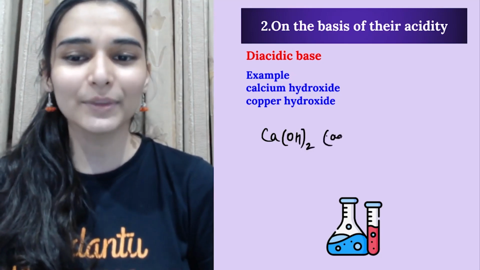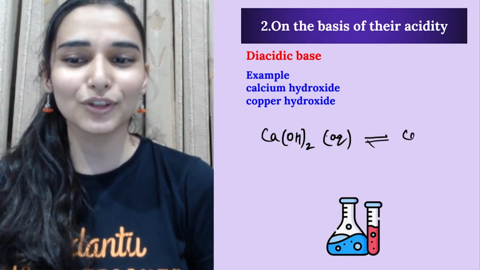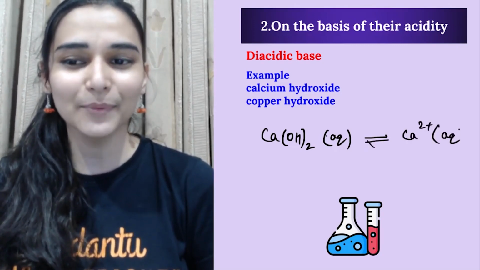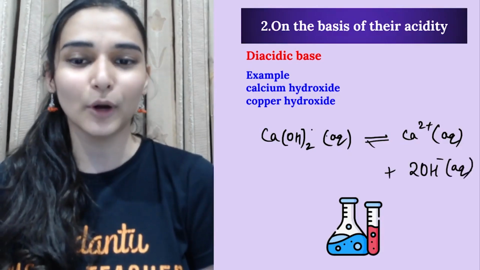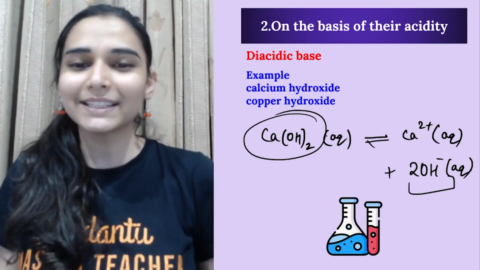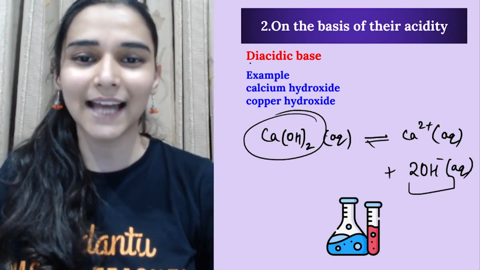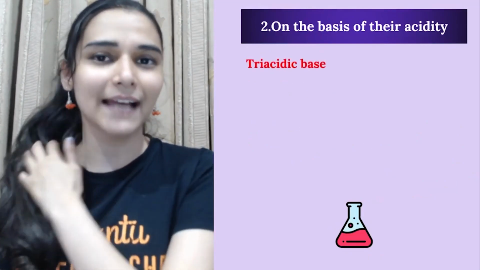Okay, so aqueous solution is gonna give me what? Are you sure what you would be getting? 1 calcium ion and 2 hydroxyl ions. This is what ma'am was talking about. One molecule of the base has given you 2 OH ions in water. So it's a diacidic base. Di means 2. Similarly, you can go with the triacidic base.